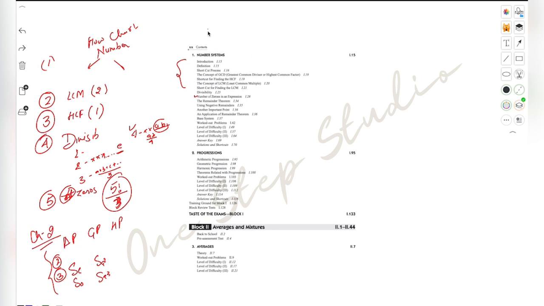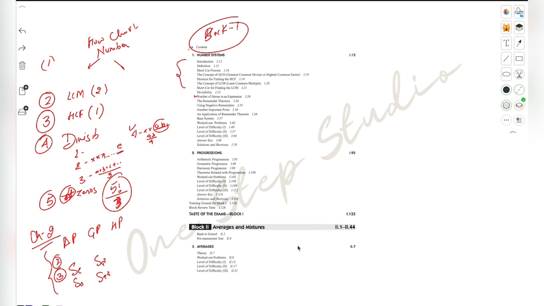Initially your block 1 will take a lot of time, and second thing is it will be lengthier, because number system is a theoretical topic. It will take your time. When you move forward with your preparation, the topics will get easier, and moreover you will get practice on how to make notes, right?